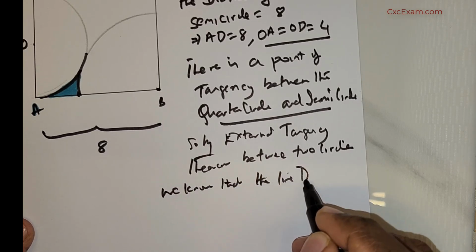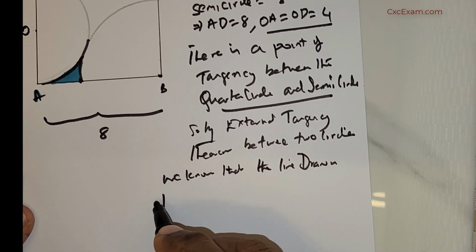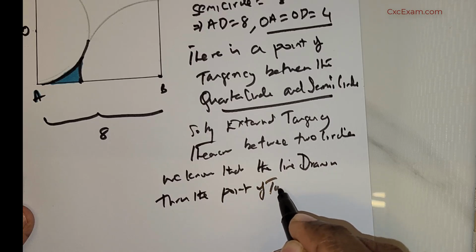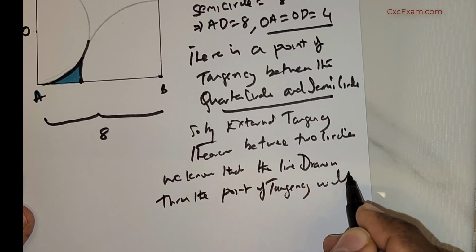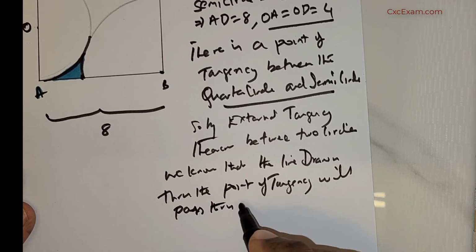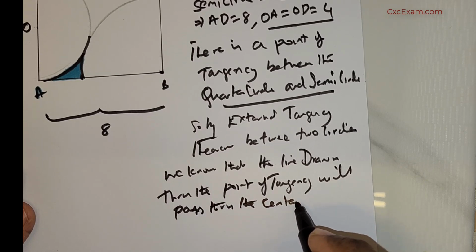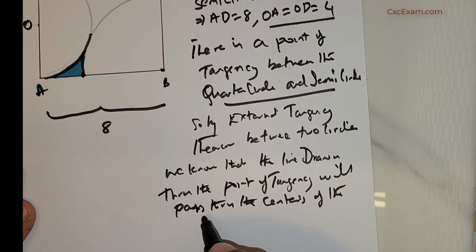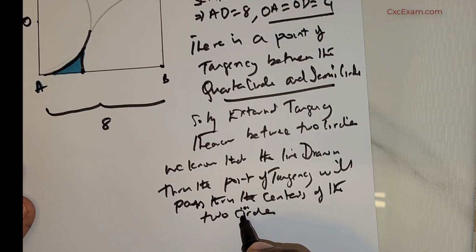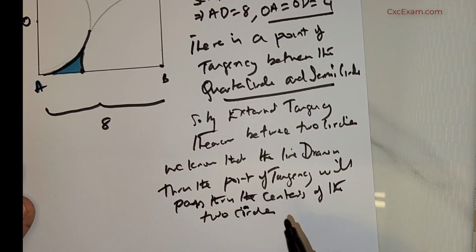the line drawn through the point of tangency will pass through the centers of the two circles, right? Okay.